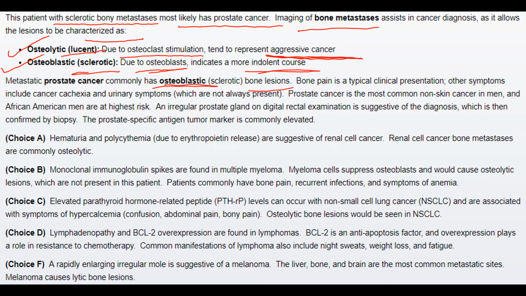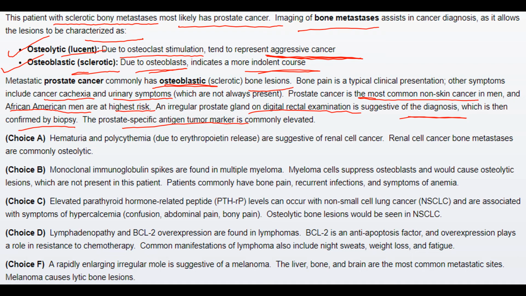Bone pain is a typical presentation. Other symptoms include cancer cachexia and urinary symptoms, which are not always present. Prostate cancer is the most common non-skin cancer in men, and African American men are at higher risk. An irregular prostate gland on digital rectal examination is suggestive of the diagnosis, which is then confirmed by biopsy. The prostate specific antigen tumor marker is commonly elevated.